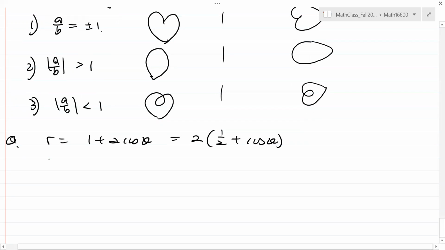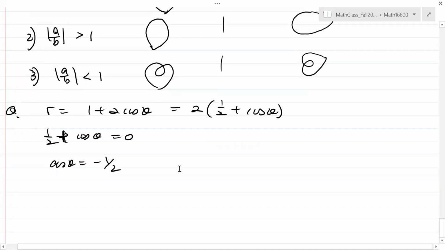So let's solve this equation. Are we able to solve this equation? I do remember, right? 1/2 plus cosine theta equals zero. So in other words, cosine theta equals negative 1/2. To solve this equation, I think we have to use a reference angle.